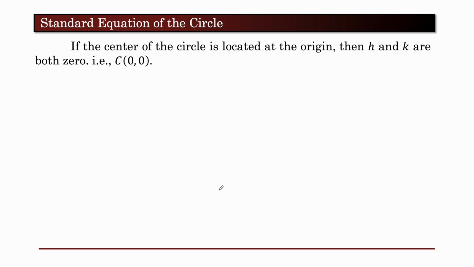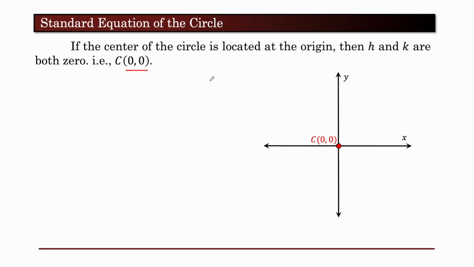Now, let us proceed to another standard equation of the circle, but at this time, the center is at the origin. What is the form of our standard equation if this is the case? So, let us see.